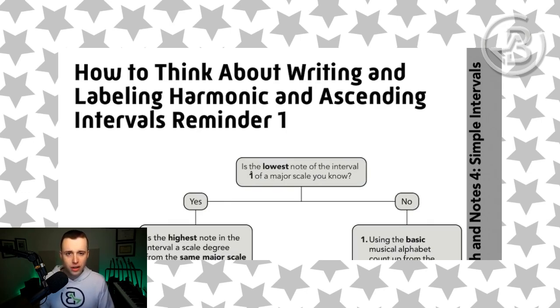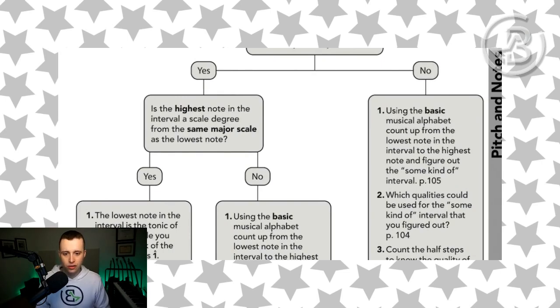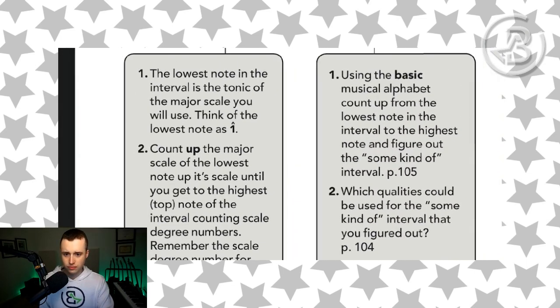So let's start off by breaking down how to know which way of thinking about intervals you need. So step number one, you're going to see is the lowest note of the interval, scale degree 1 of a major scale you know. And these are for harmonic and ascending intervals. So if the answer is yes, then the next question is the highest note in the interval a scale degree from the major scale as the lowest note? So let's say the lowest note is C, the highest note is G. Well, those are both in a C major scale. Great. So the answer is yes.